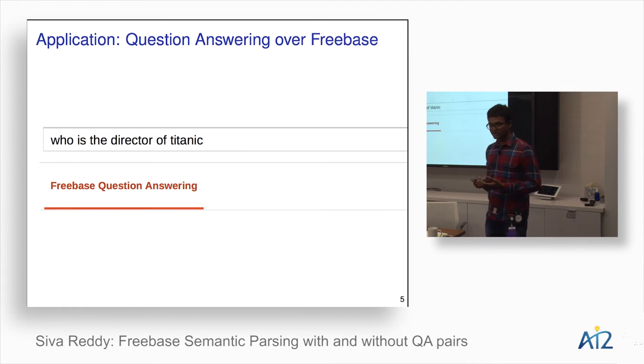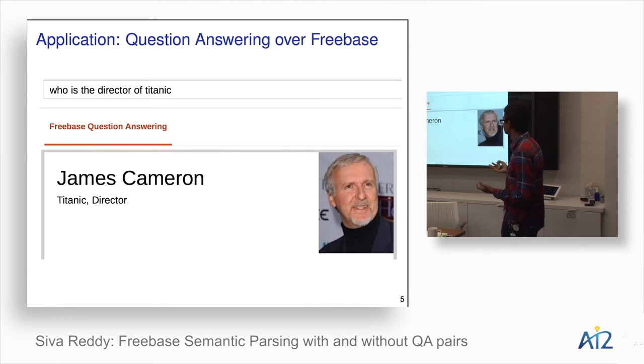There are many applications for this task. One application is question answering. Given a question, like who is the director of Titanic, you try to answer it on Freebase, and you can answer it as James Cameron. Another application is knowledge base population, where you take a whole web corpus, build logical forms for it, and then try to populate the knowledge base using the semantic parsers you get in the end. But I'm particularly interested in this task, question answering on Freebase.